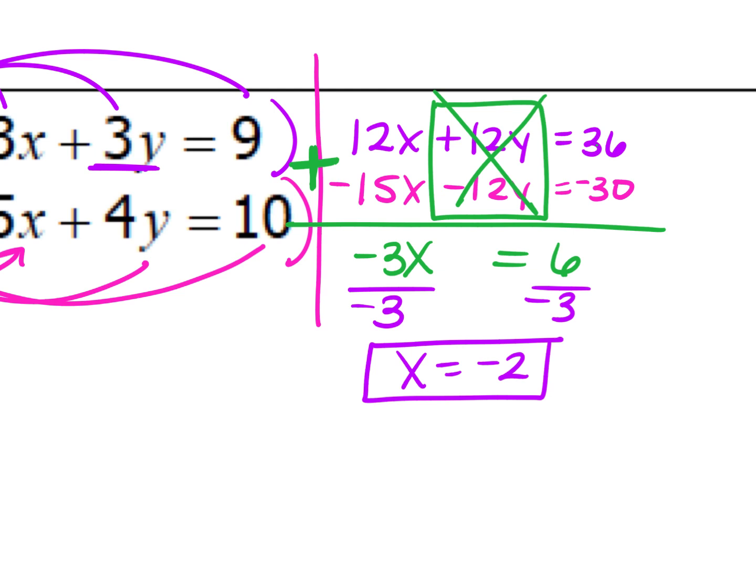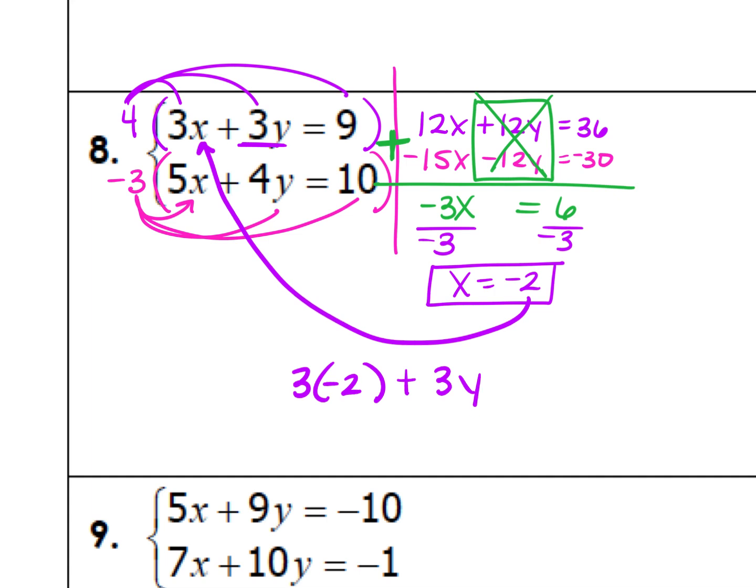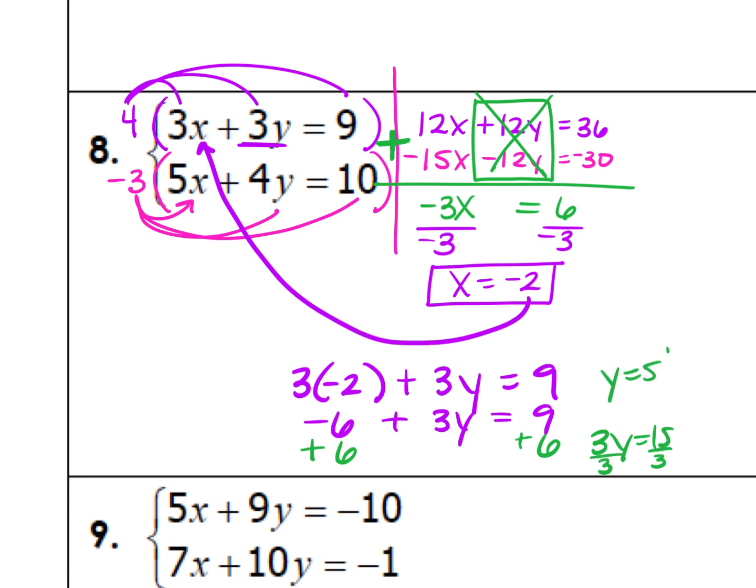Now you have a choice to make. Now we have 4 different equations. You may plug that x value into any of those 4. So I would probably go back to one of the originals just because they're smaller. I'd probably go right here and say 3 times negative 2 plus 3 times y equals 9. So negative 6 plus 3y equals 9. We're going to add 6. So 3y equals 15. Divide by 3. So y is 5. So your answer is the point, negative 2, 5.